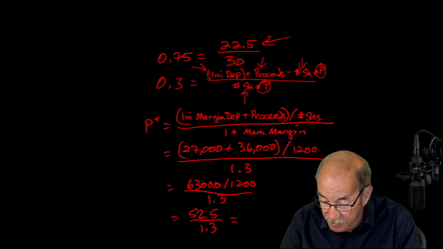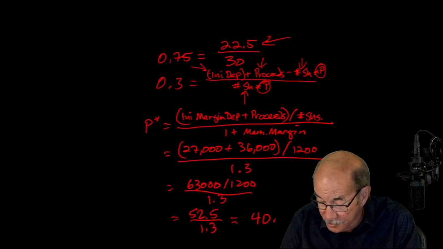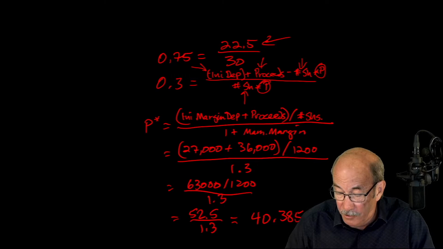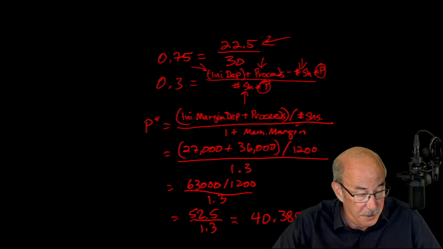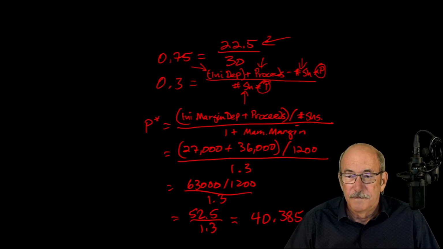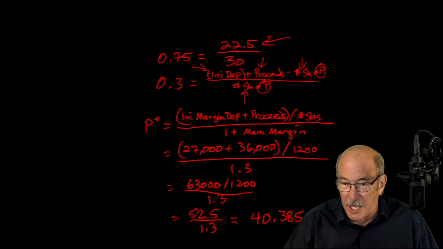And that gives me $40.385. We're just rounding off to the third decimal place. Does that make sense? Yes, thank you. Sure. Was there a spot in there that threw you?